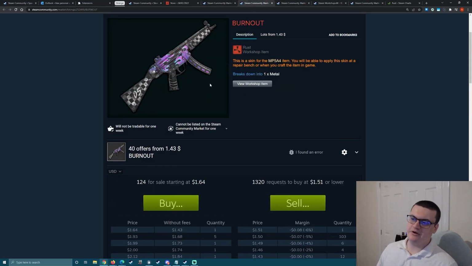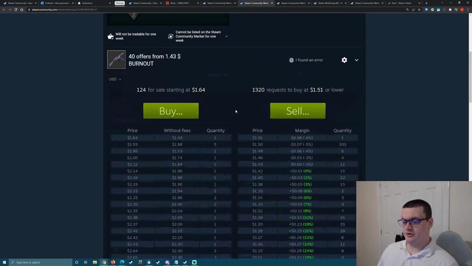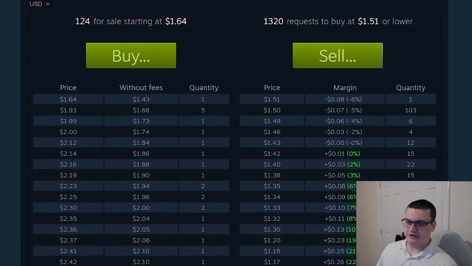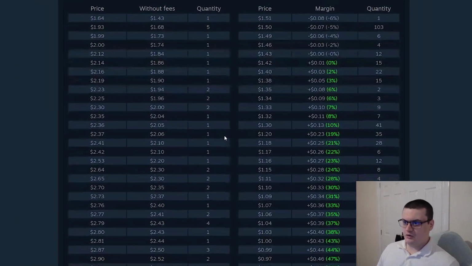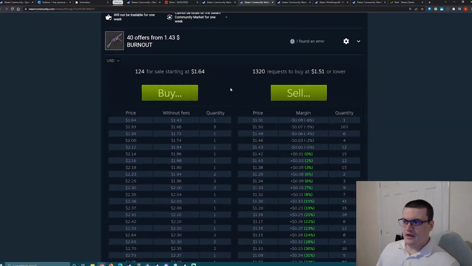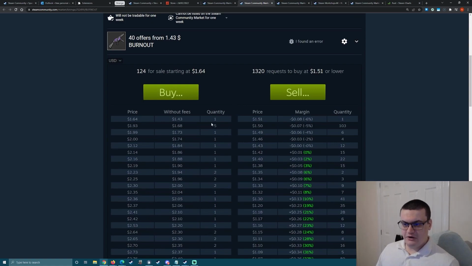But let's go look at this Burnout MP5. Came out about a year or two ago. Someone wants to buy this skin. Alright, it was $1.64. Oh, now it's gone up to $1.93. A few more people want to buy it. Oh, okay. Now it's gone up to about $2. Another few people want to buy it. Oh, suddenly it's about $2.20. After about 10 to 15 purchases, this gun has suddenly gone up by about 60 cents.